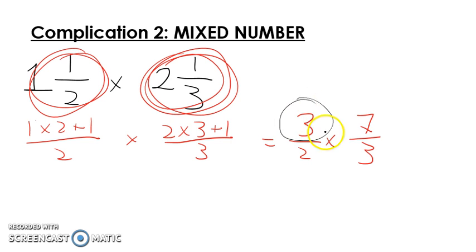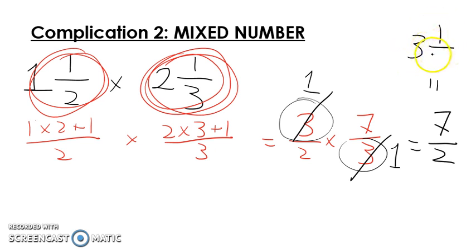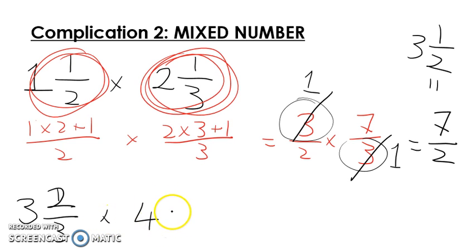We see a 3 in here, we see a 3 in here. What can we do? We can cross them out, both of them divided by 3, so we get a 1 and a 1. So the answer would equal to 7 over 2, and the mixed number form would be 3½. And the last example, let's do 3 and 2/3 times by 4 1/4.